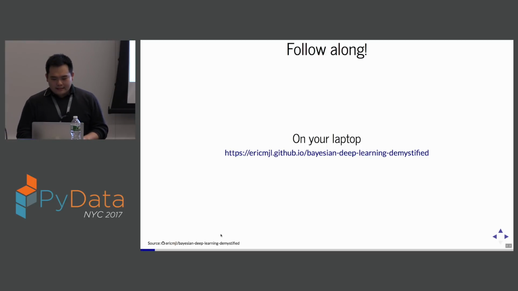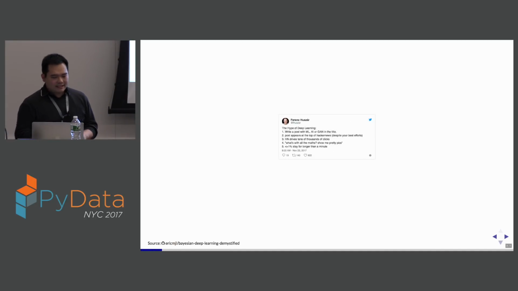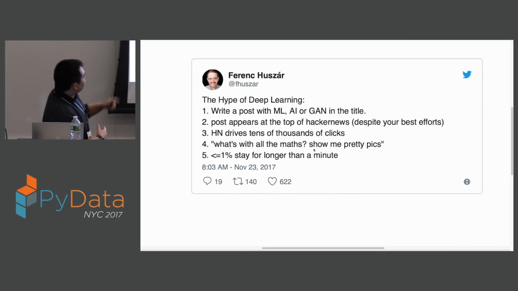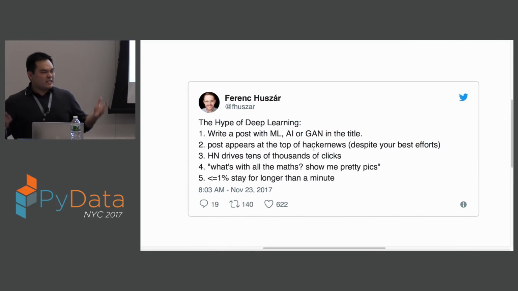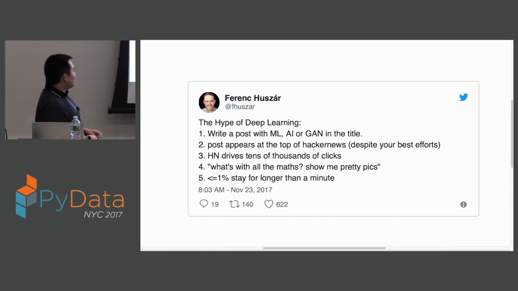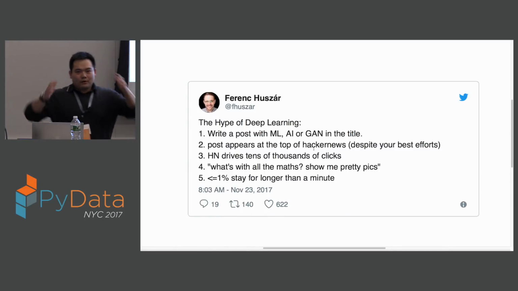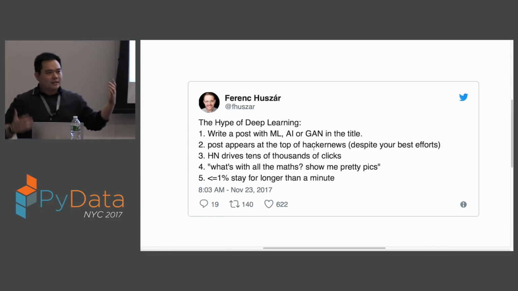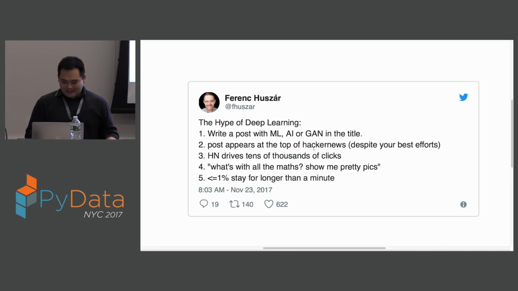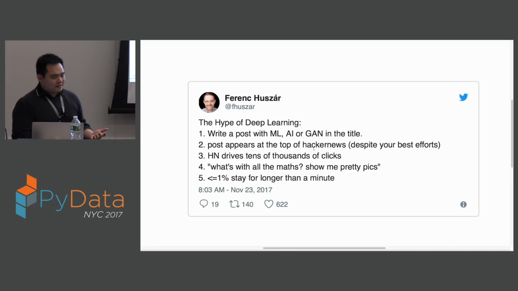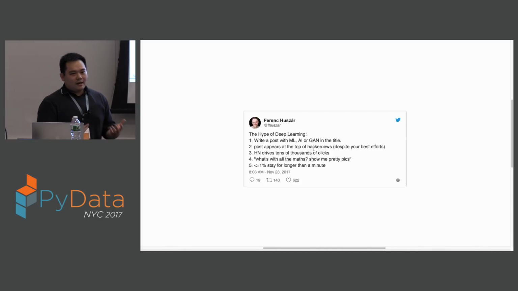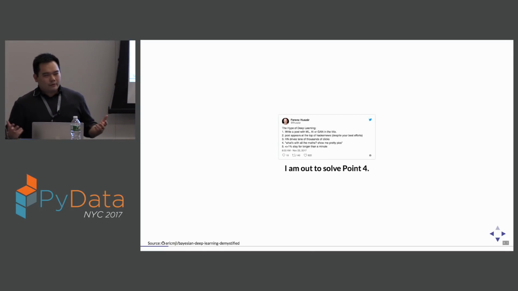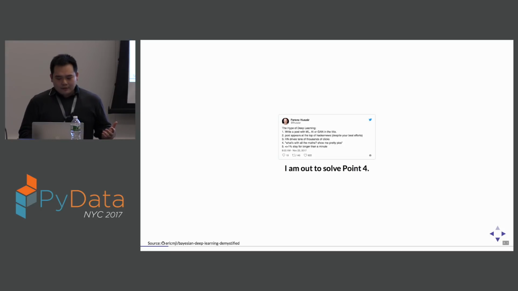Like I was mentioning, this title is very hype-ish. I recently saw this tweet about the hype of deep learning. You write a post, or in this case, you give a talk with Bayesian and deep learning inside there. You fill a room with people who want to look at it rather than tens of thousands of clicks. And then something happens. Point number 4 shows up. You have all this math going on with crazy Greek symbols, and then you all leave, right? That's what happens with a lot of the deep learning talks. My mission is to solve point 4. I want to make sure we talk about what deep learning and Bayesian deep learning is without all the Greek, without all the math. And in fact, I'm going to show you a lot of pretty pictures.